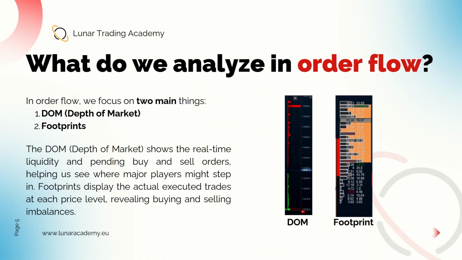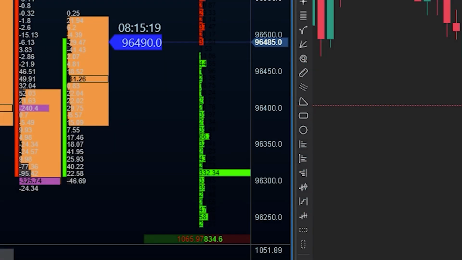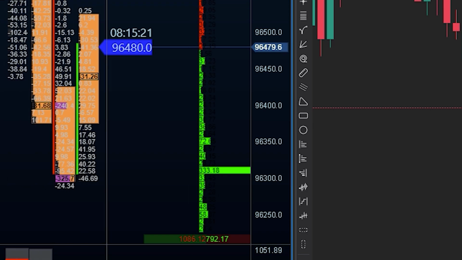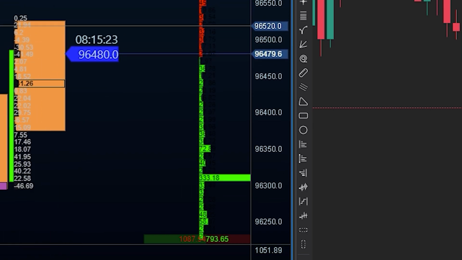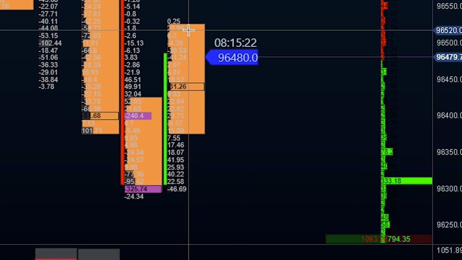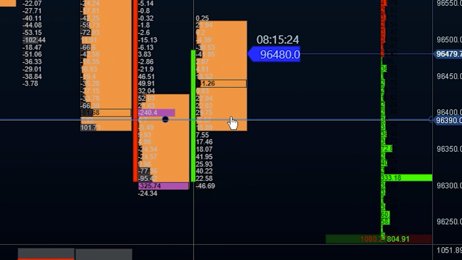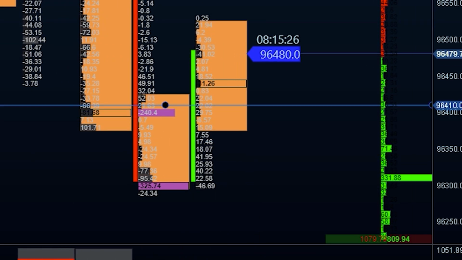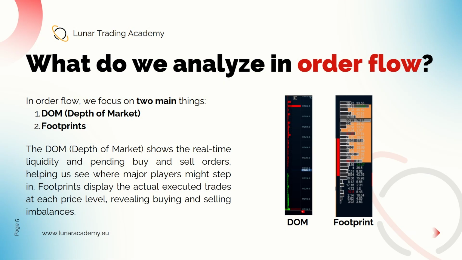Once the price reaches these levels, what exactly do we monitor? There are two primary things we track through order flow. First is DOM, depth of market, and footprints. The DOM, depth of market, shows us the real-time liquidity and pending buy and sell orders. These are also called passive participants of the market. Footprints, on the other hand, show us the aggressive market participants. Thanks to footprints, we know where the most volume was actually traded and how the price reacted to it. We will dive deeper into these functions in following videos.